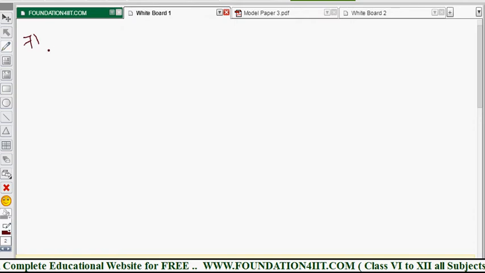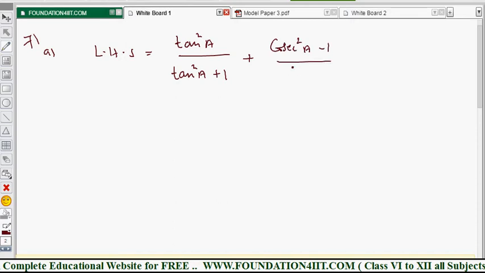Okay, in this if you take left hand side, we should know trigonometric formulas and properties. You can do it easily. So LHS is tan square A by tan square A plus 1 plus cosec square A minus 1 by 1 plus cot square A. Okay, this is LHS. And we know the formulas: sec square minus tan square is equal to 1, cosec square minus cot square is equal to 1.